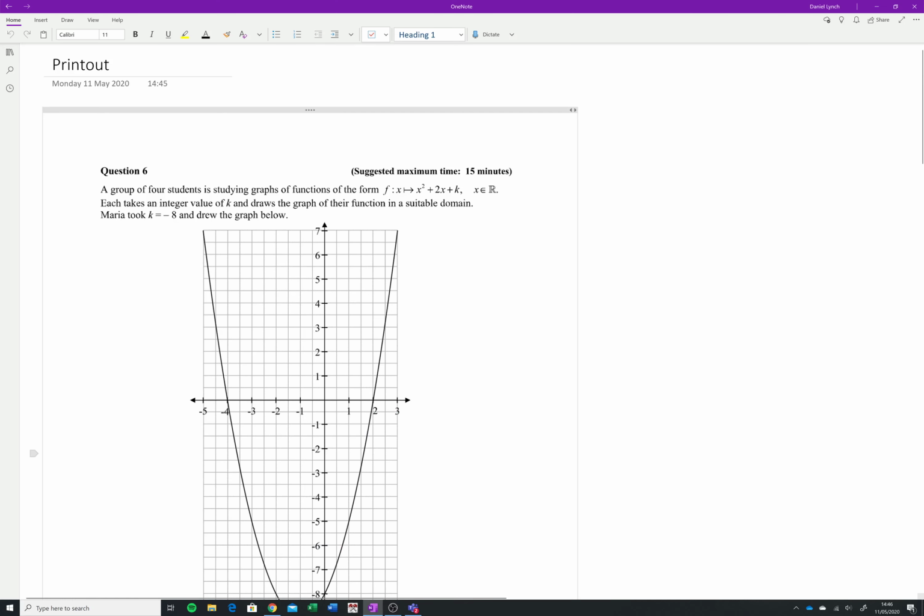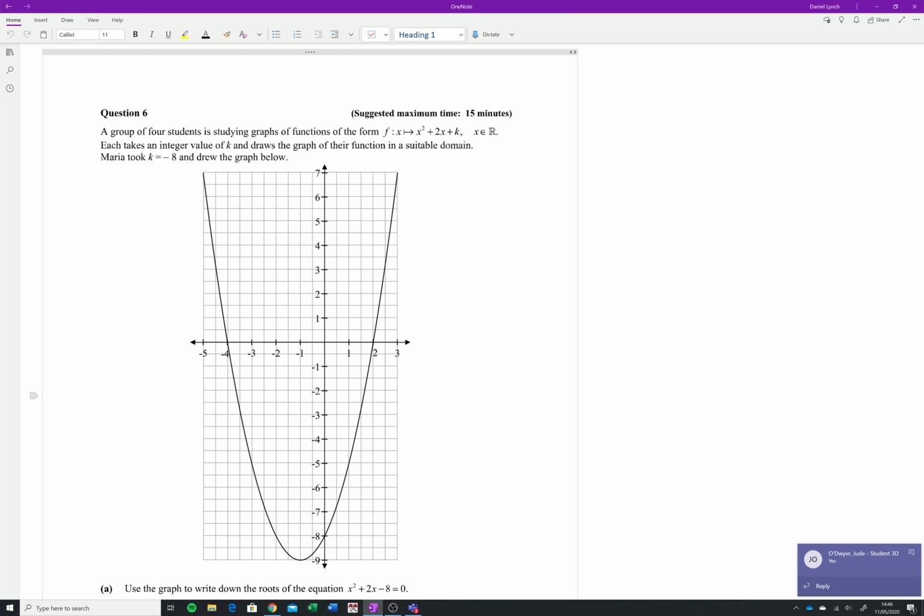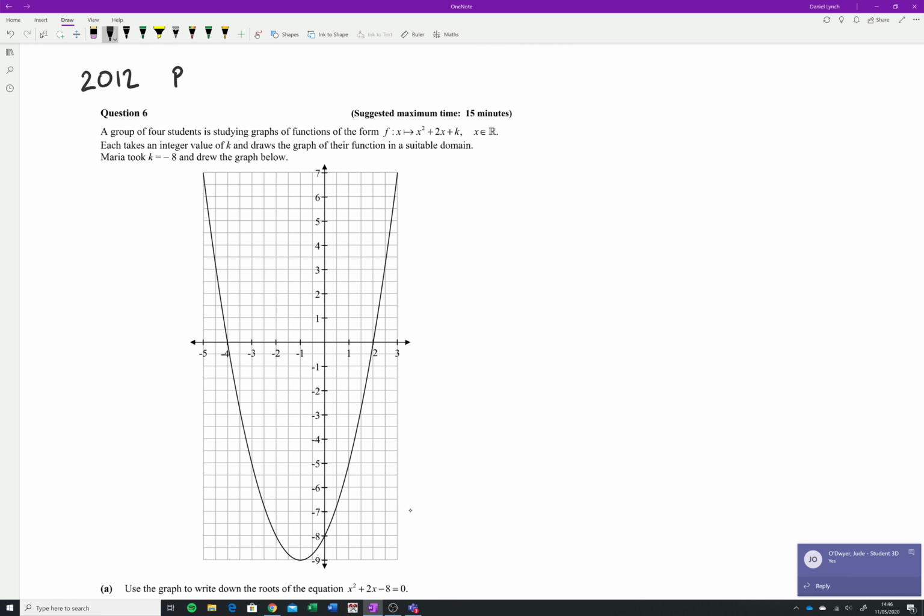Hi gents, what we're going to do today is a couple of questions that got sent in by some of you. Jude, thank you for confirming this is the right question, asked us to try this one out. So it's 2012, paper 1, question 6.